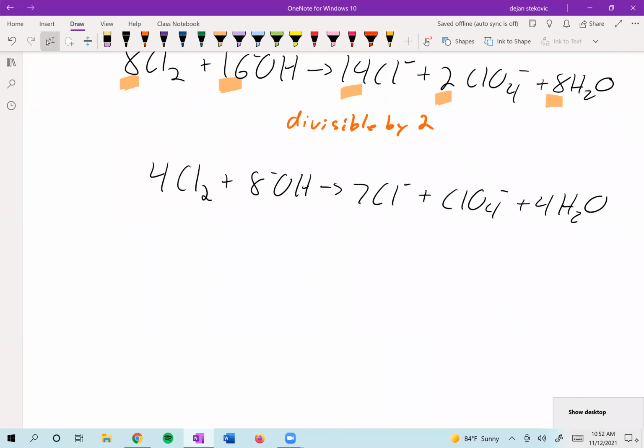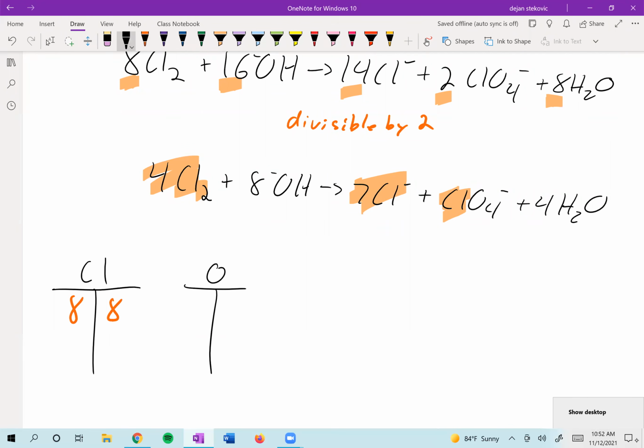And then, of course, as always, we need to double check our balancing, right? So chlorines, we have 8 on this side. We have 7 here and then 1 here. That's 8 on the right side. Our oxygens, we have 8 right here. And then we have 4 over here and then another 4 right there for a total of 8. Our hydrogens, we have 8 on this side. And then we have 4 times 2 is 8 over here as well.